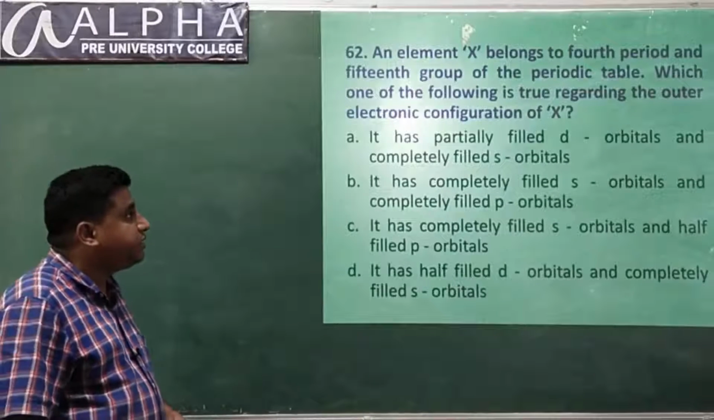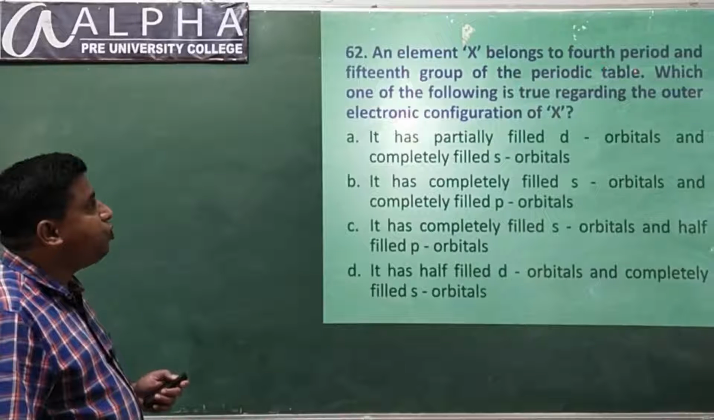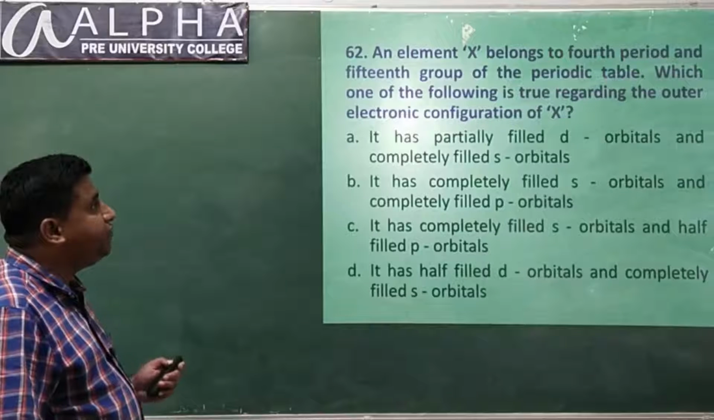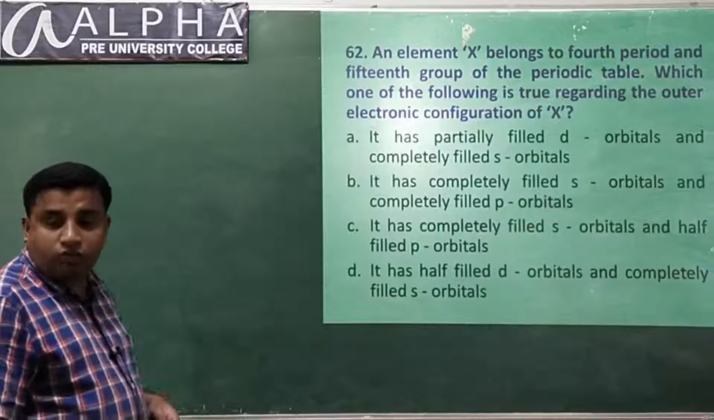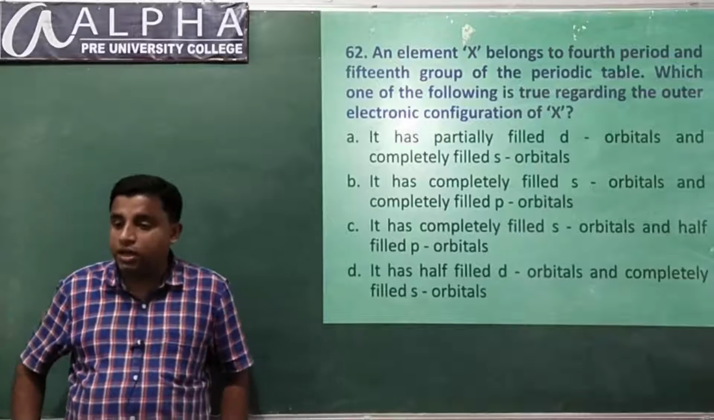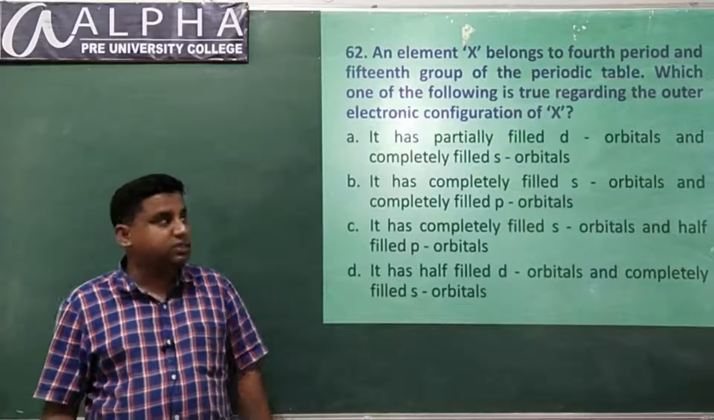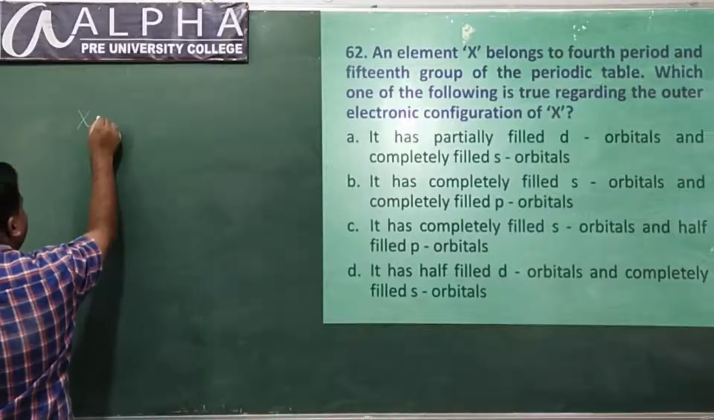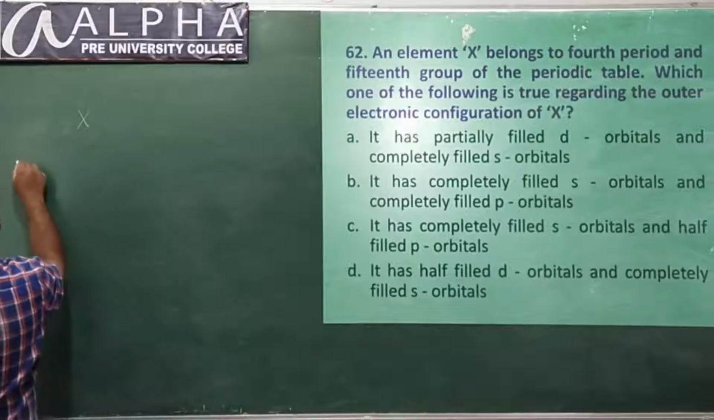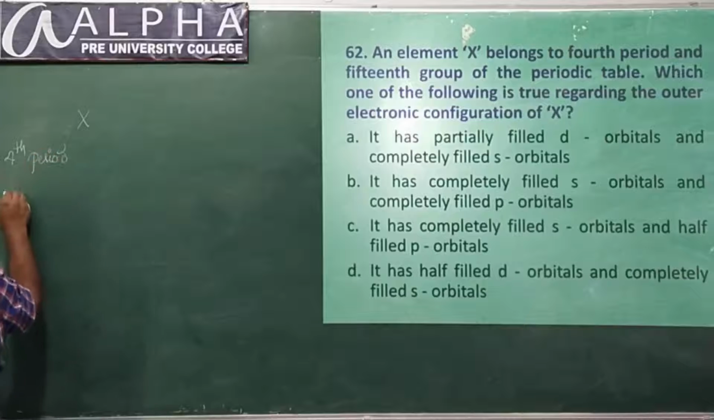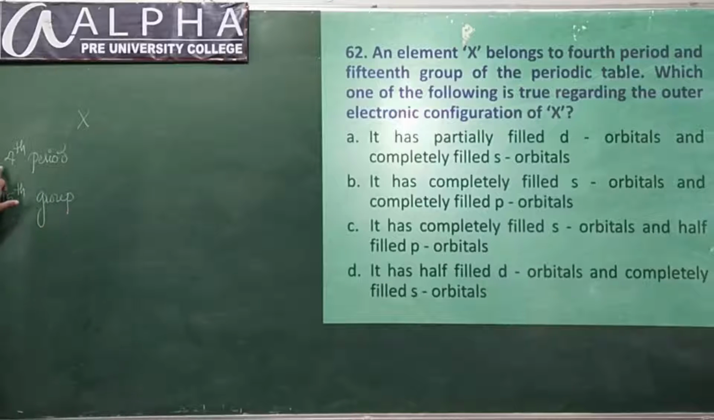The question says an element X belongs to the 4th period and 15th group of the periodic table. Which one of the following is true regarding the outer electronic configuration of X? So he has given an element X, and he is telling that it belongs to the 4th period and 15th group.